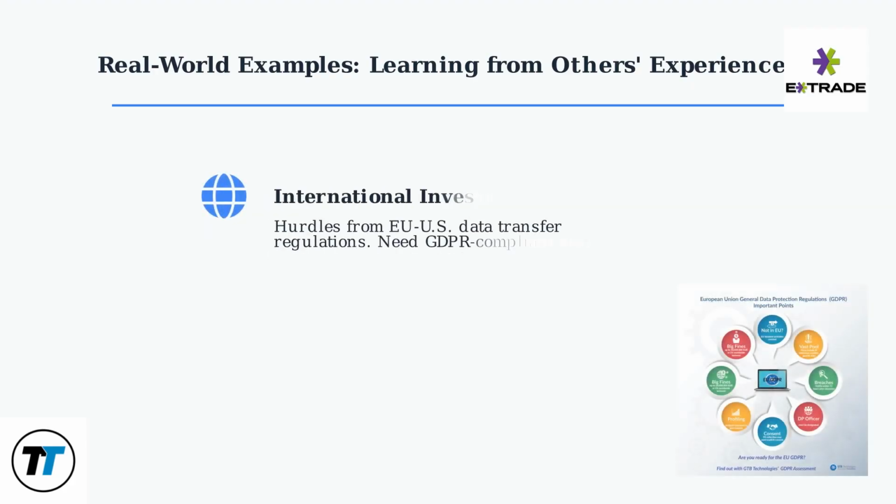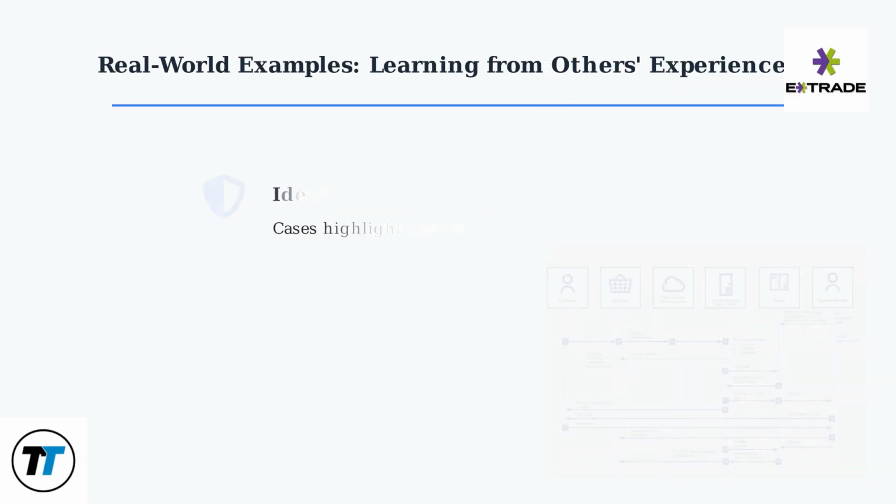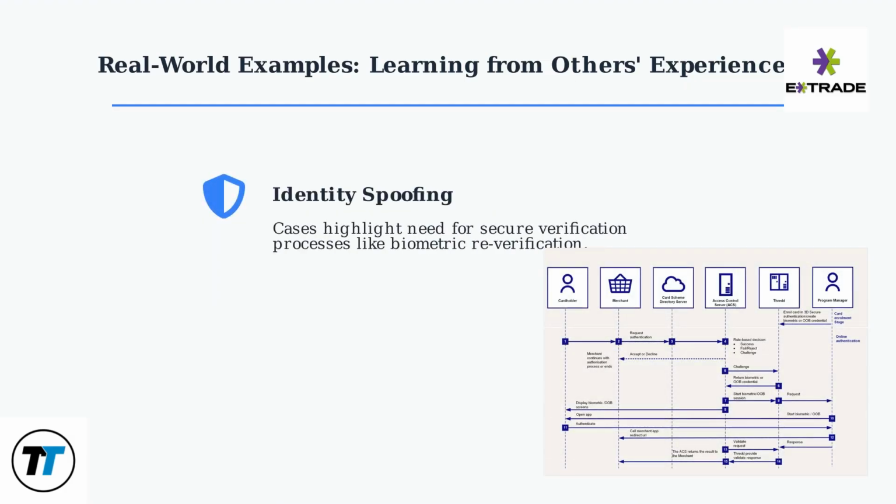International investors sometimes face hurdles due to EU-US data transfer regulations. This requires GDPR-compliant solutions to proceed. Cases of identity spoofing underscore the importance of secure verification processes, such as biometric re-verification. These examples underscore the need for meticulous attention to detail and proactive communication with E-Trade to resolve verification issues.